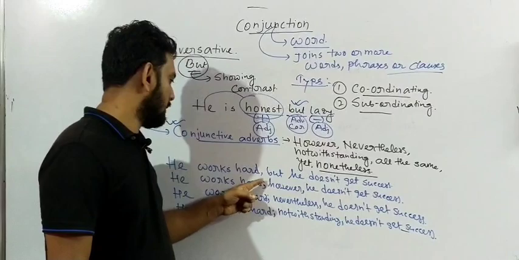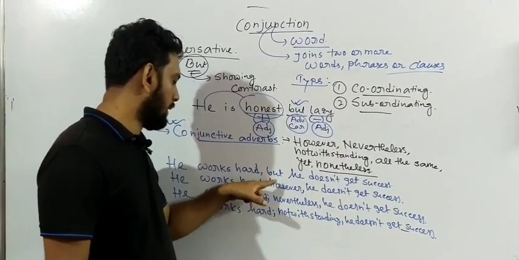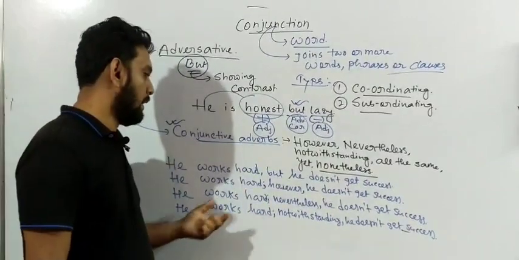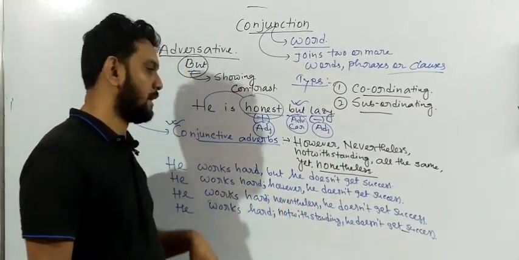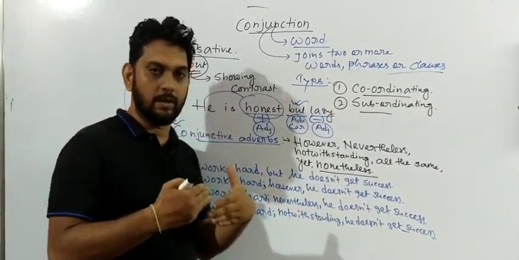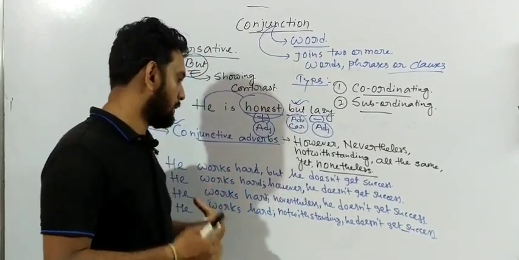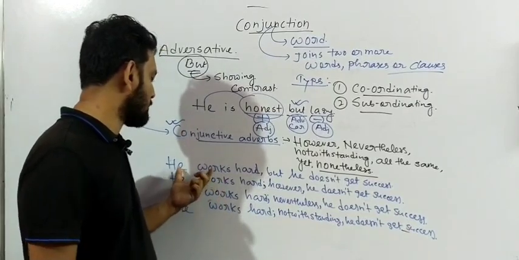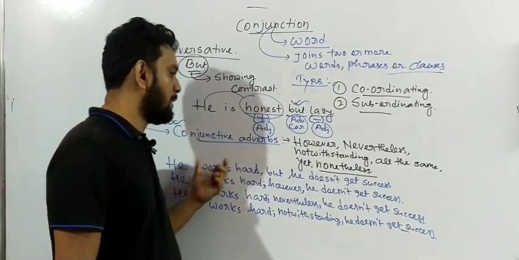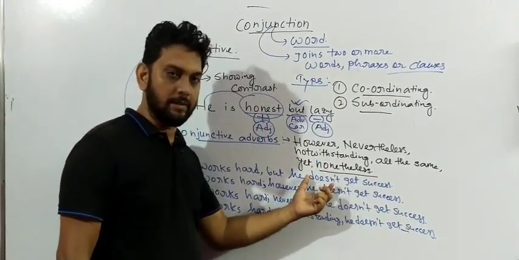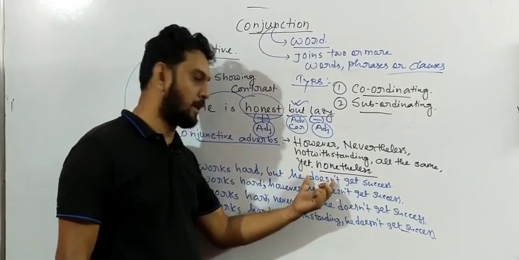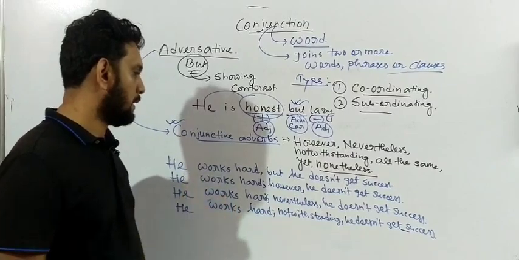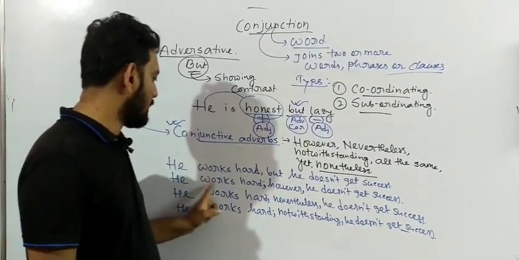Okay, here we can write he does not get success but he works hard. He doesn't get success, however he works hard. We can switch the clauses. Switch means this clause can be shifted to the right hand side, and the right hand side clause can be shifted to the left hand side. Got my point? So he works hard, however.